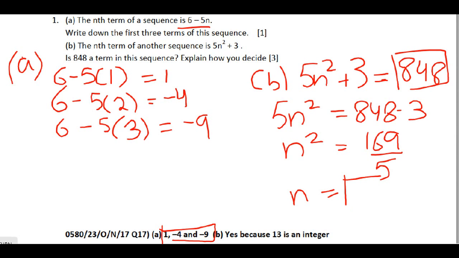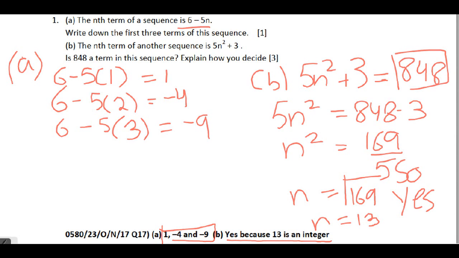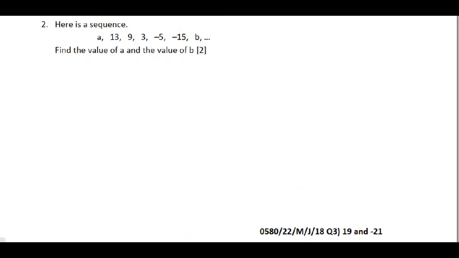We subtract 3, then we divide by 5, then we take square root on both sides and we get 13. So that means the 13th term of this sequence is 848. If the answer was not an integer value, then this 848 would not have been a part of this sequence, a number in this. Question number 2.